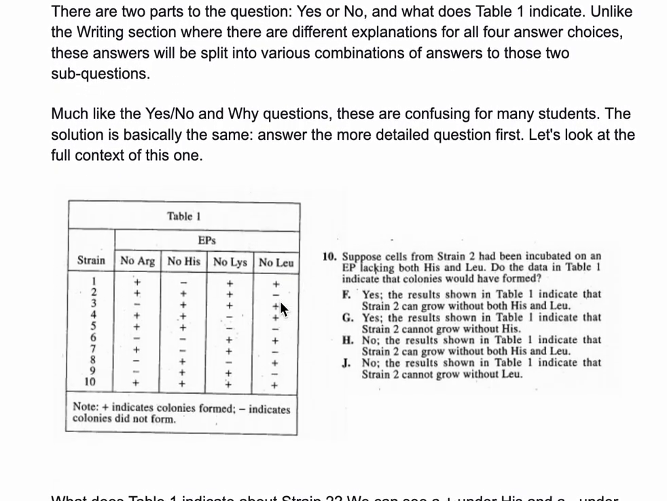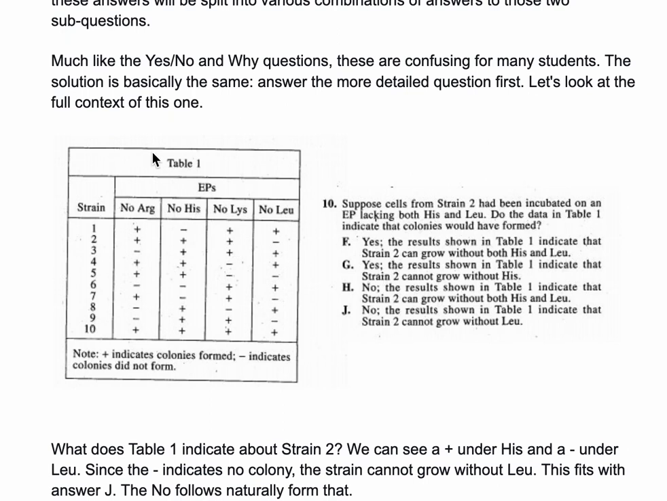So let's look a little bit more at what's going on here. We have this table and we have these strains and then a bunch of pluses and minuses, okay? A plus indicates colonies formed, a minus indicates colonies did not form. So suppose cells from strain 2, all right, so that's our locator, strain 2, had been incubated on an EP lacking both his and Lou. Do the data in table 1 indicate that colonies would have formed?